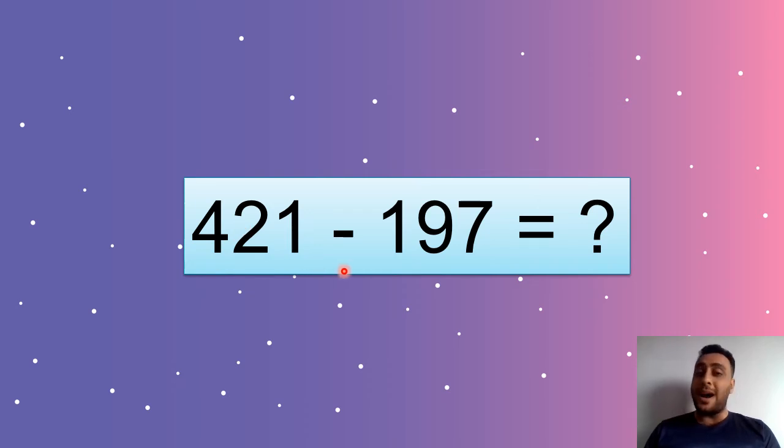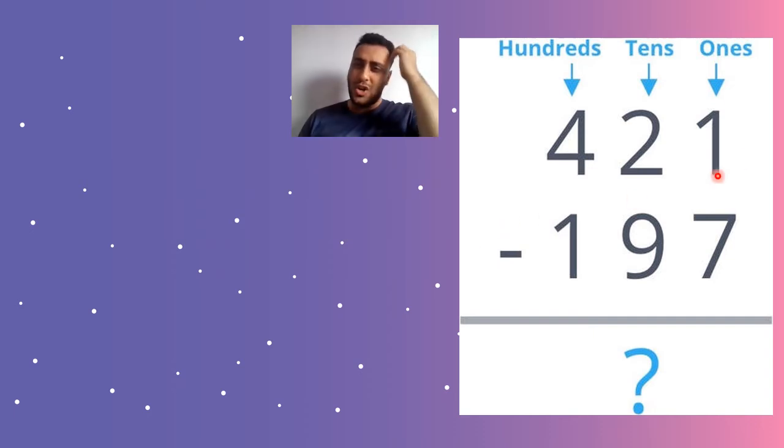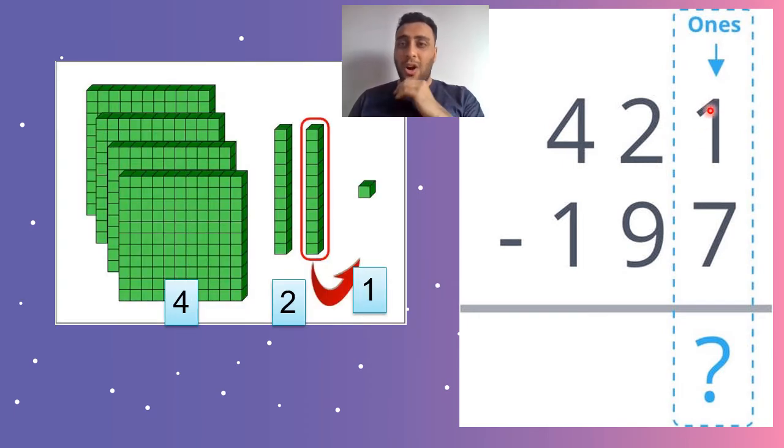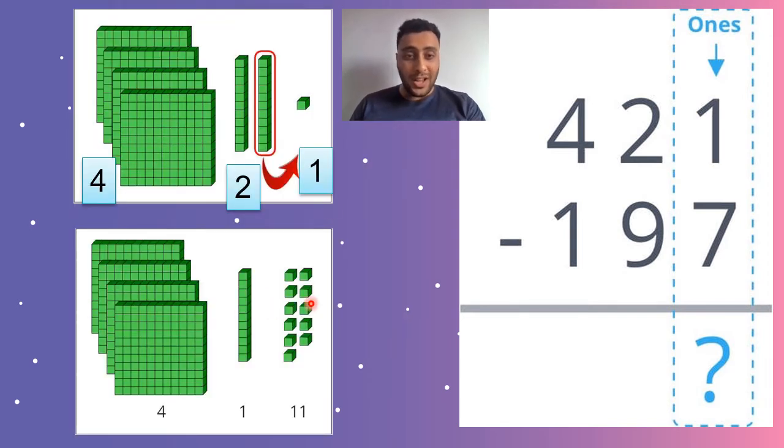421 minus 197. So we have, guys, we already have a problem. 1 minus 7, we cannot do it. We have to regroup. We have to borrow. So since we are in the ones, we need help from the tens. Hello, tens. You have 2 tens, right? Can we have 1 ten turn into 10 ones? Yes, look here. Now we have 10 ones extra, right?